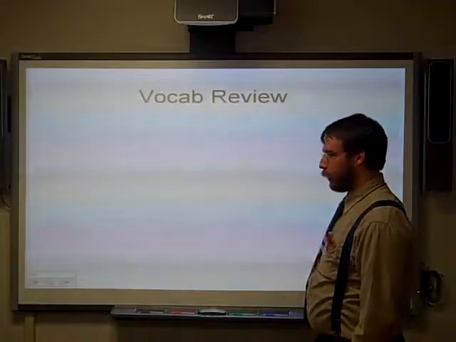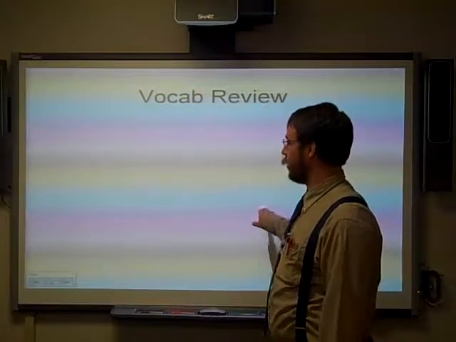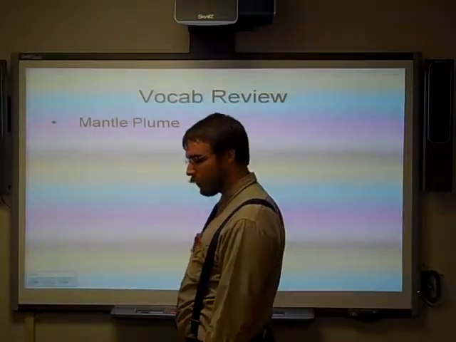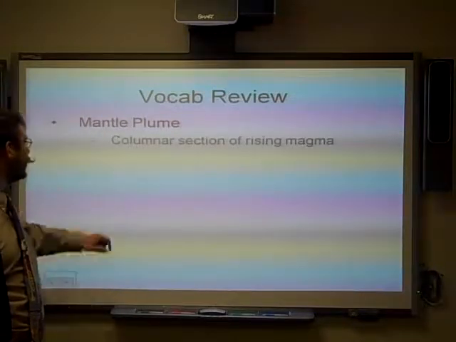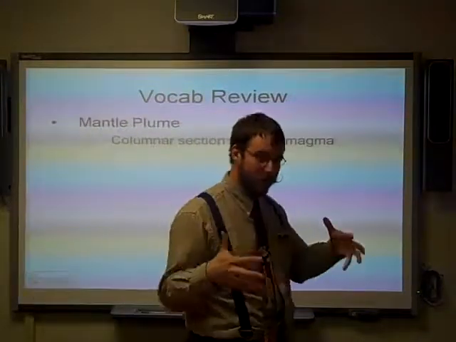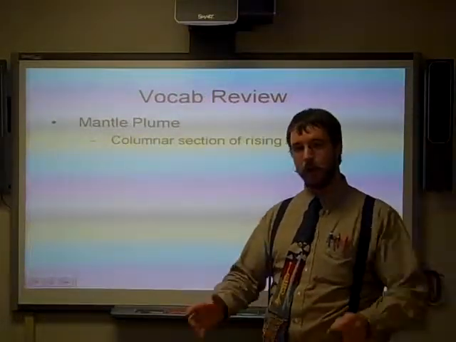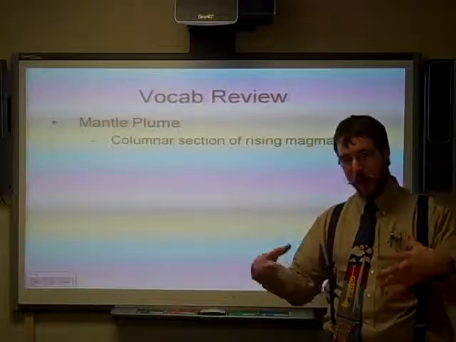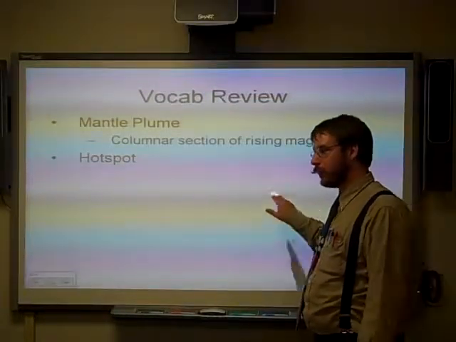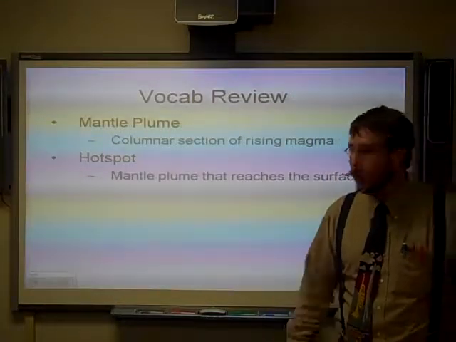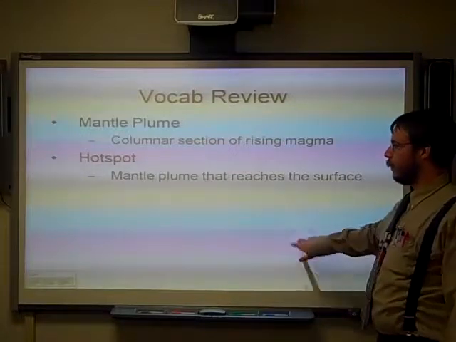So just to give you guys a little vocabulary review, because there's terms that you need to know for maybe quizzes and tests, there's the mantle plume. Now what a mantle plume is a little bit different from a hot spot. It is actually just a section of rising magma that doesn't quite get to the surface. Yellowstone's a pretty good example. It has this huge welling of magma that's just hanging out down there. There's hot spots, which is essentially a mantle plume that gets all up on the surface and just pushes through and does, you know, volcanic things.